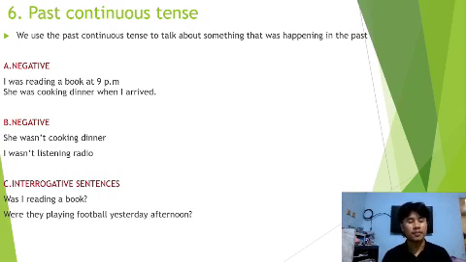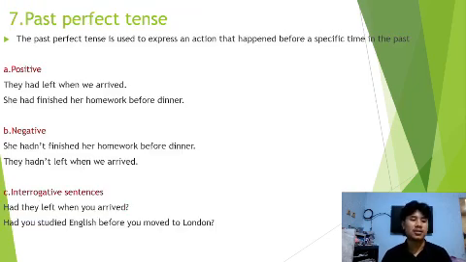And the next tense is past perfect tense. The past perfect tense is used to express an action that happened before a specific time in the past. Positive sentence: they had left when we arrived. She had finished her homework before dinner. Negative: she hadn't finished her homework before dinner. They hadn't left when we arrived. Interrogative sentence: Had they left when you arrived? Had you studied English before you moved to London?